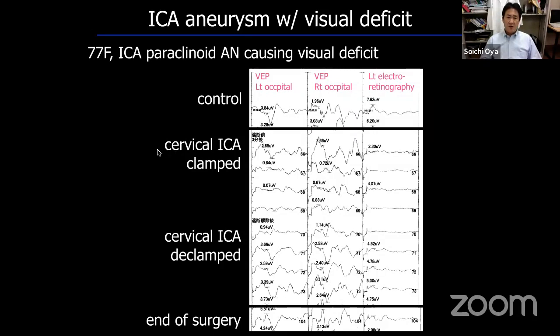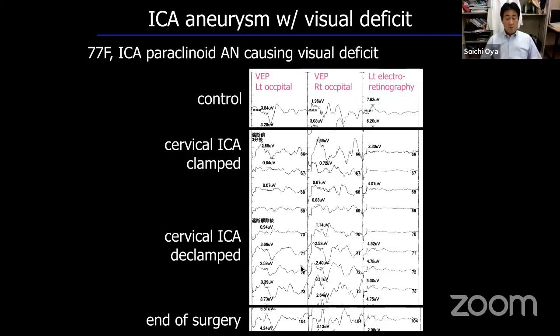While I secured the space between the optic nerve and the aneurysm wall, I clamped the cervical ICA. While clamping the cervical ICA, the amplitude of the VEP decreased on both sides. This is control. However, it recovered immediately after declamping, which means this decrease of the VEP amplitude is not from the mechanical injury to the optic nerve during dissection, but from the temporary ischemic effect.